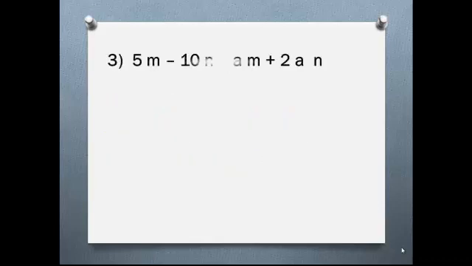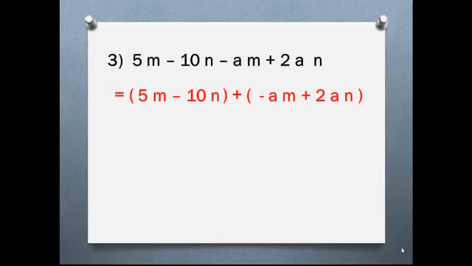Number 3, 5m minus 10n minus am plus 2an. 4 terms, so 2 groups. The first group 5m minus 10n, and in the second group minus am plus 2an. The common factor in the first group is 5, so the expression will be m minus 2n. The common factor in the second group is a, and the expression will be negative m plus 2n.